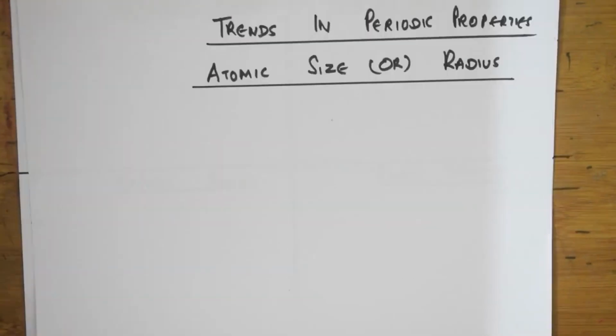Trends and periodic properties. Till now we have discussed Dobereiner's triads, Newlands' octaves, Lothar Meyer's curve, then I discussed Mendeleev's table, then Moseley's table. Then I went into the concept of inorganic tricks, that is part 2 as well as part 3. After that, I gave you the concept of the differences in the long form of the table, where I discussed the differences between S block and P block. Then I did a video on D block and F block. Now, I'll be starting with the concept of trends in periodic properties.